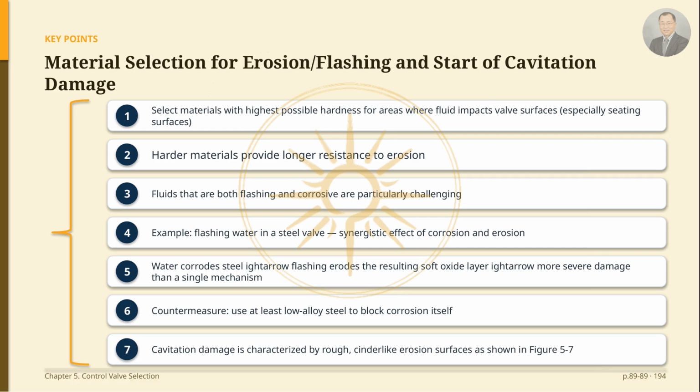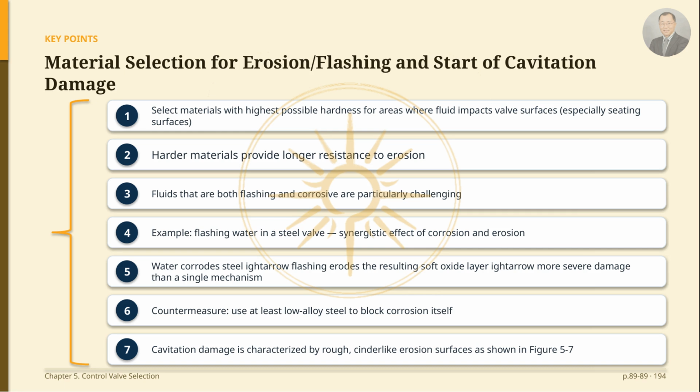I'll now discuss how to choose materials for environments where erosion and flashing act simultaneously. For areas where the fluid must impact the valve surfaces, especially the seating surfaces, you should choose materials that are as hard as possible. This is because, generally, the harder the material, the longer it will resist erosion.